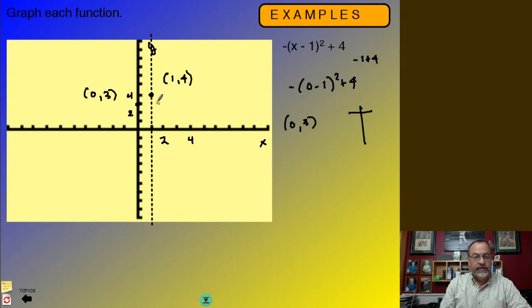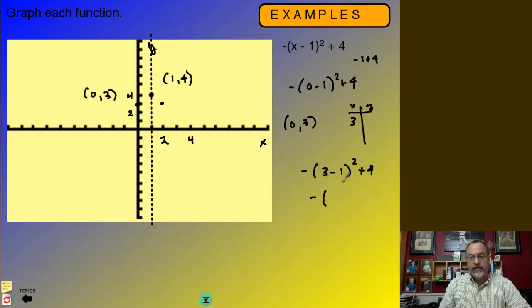And then because it's symmetrical, I have a corresponding point over here. Then I need one more point to help me graph. I can't use 2 because that's already taken care of by this corresponding point, so I'm going to choose the value 3. And again, I simply substitute in the x value and simplify it in order to find its corresponding y value.